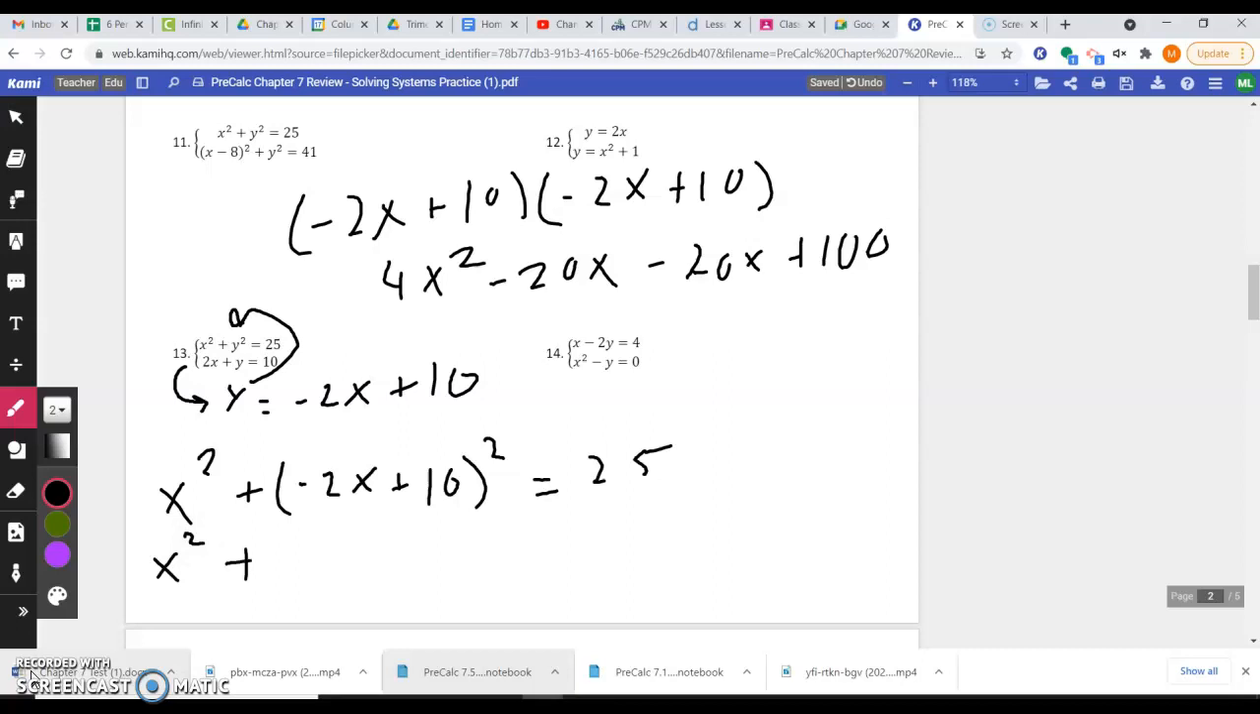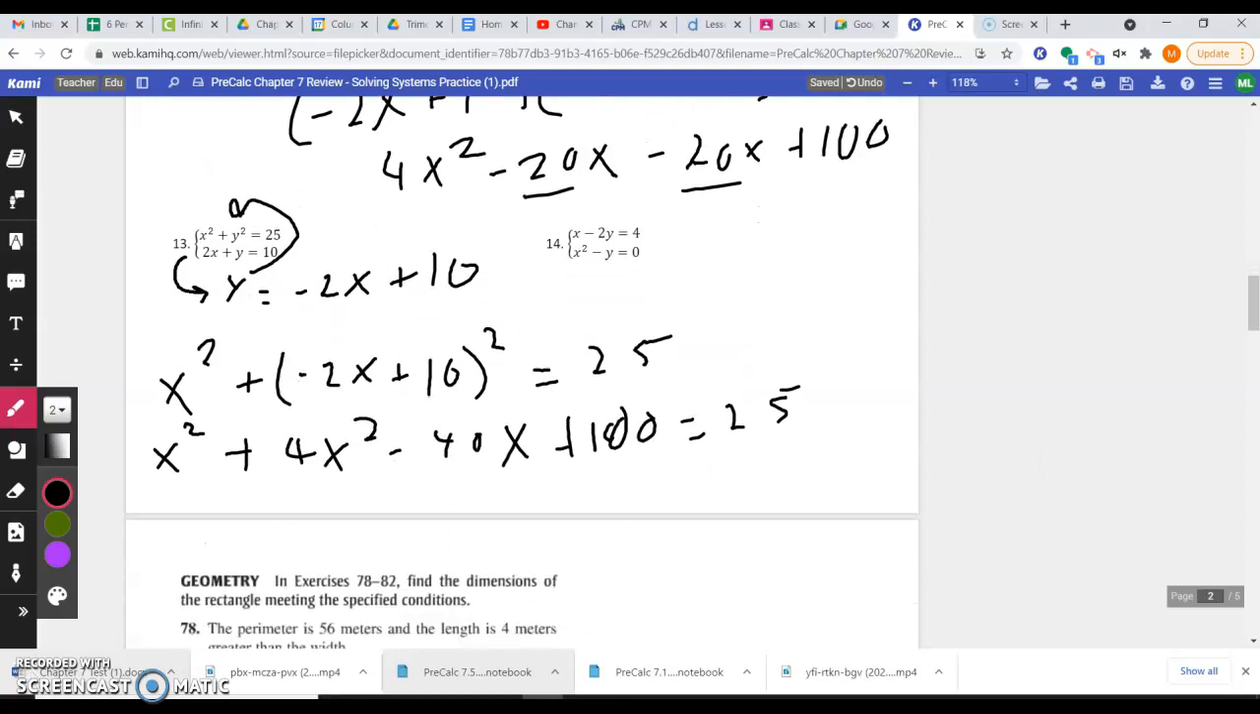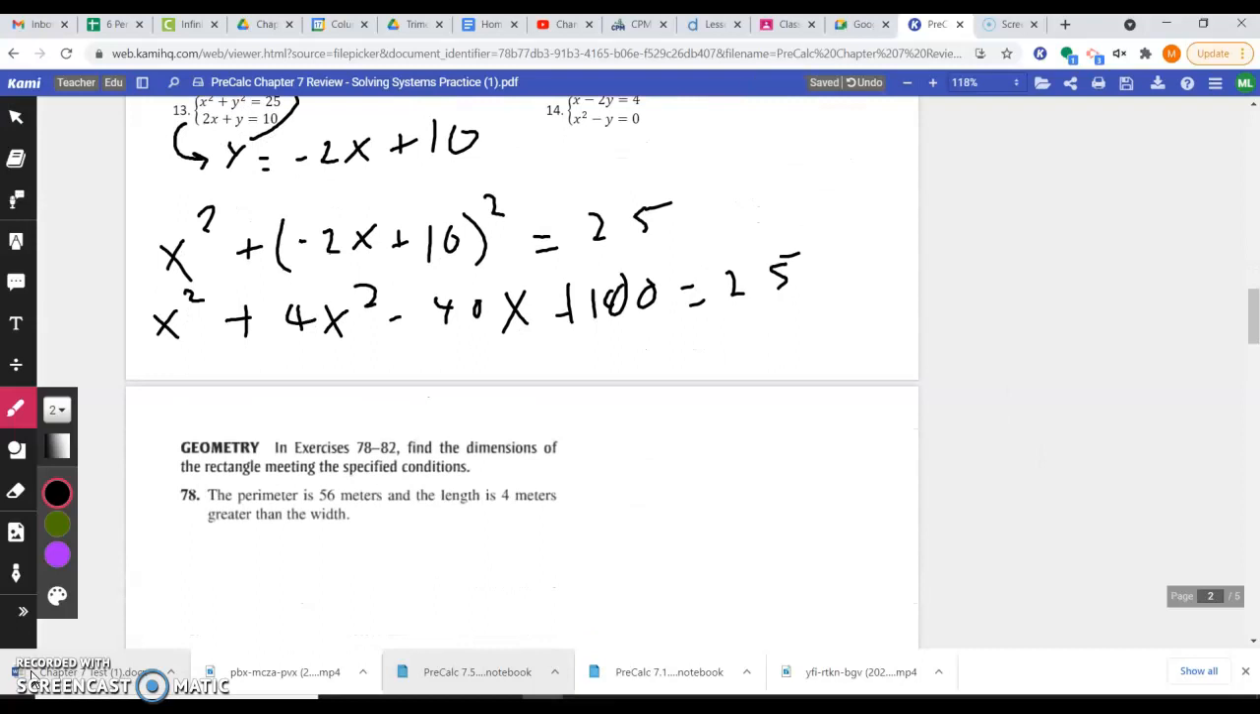still from the outside, plus 4x squared minus 40x, combining these two here, plus 100 equals 25. And then just reducing it one more time, combining like terms and bringing over the 25 so I can actually factor it. This is 5x squared minus 40x plus 75 equals 0.